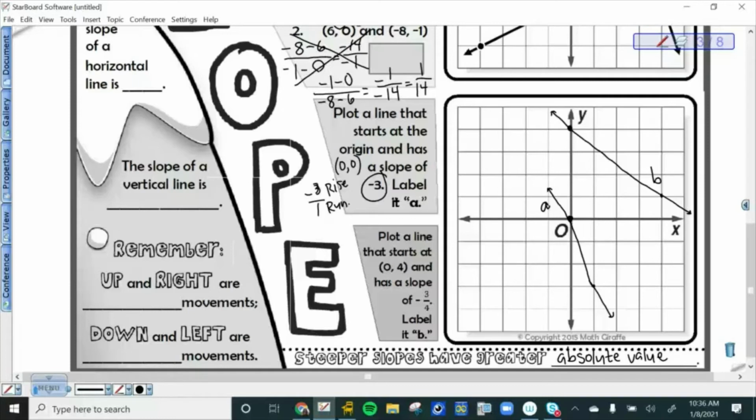6/7. Yeah, just 6/7. So steeper slopes have greater absolute value. When we looked at these shapes in the beginning, C was the steepest. That slope would have been the greatest, whereas F had the smallest slope, the smallest absolute value.